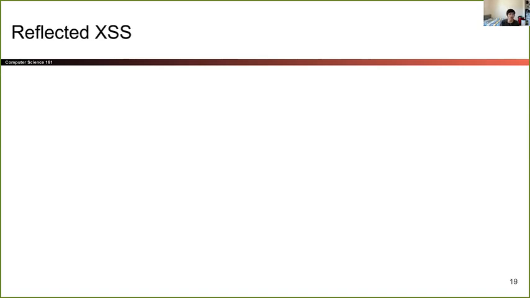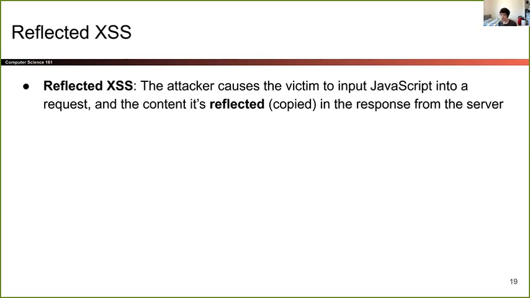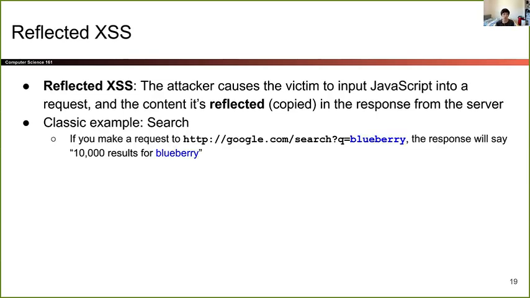All right. The other kind of XSS is reflected XSS. So in this case, the attacker causes the victim to send some input to a server, and then the server will reflect that input back into the response and send that back to the client. So the classic example here is something like a search box. If you go to google.com and say, oh, I'm looking for blueberries, then somewhere on the page it says, oh, maybe there were 10,000 results for blueberry. And you see, I had blueberry as an input and it gave me blueberry as an output.